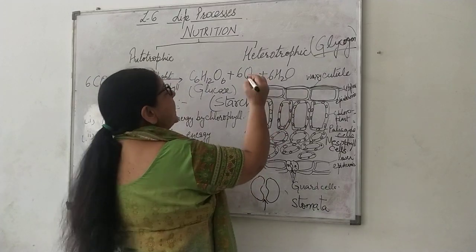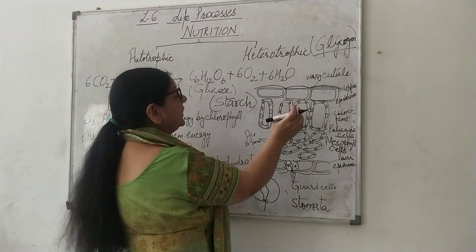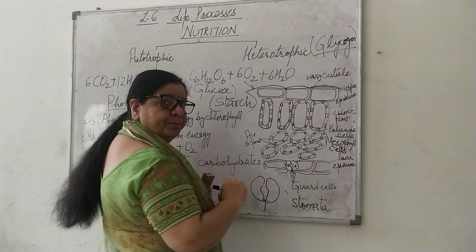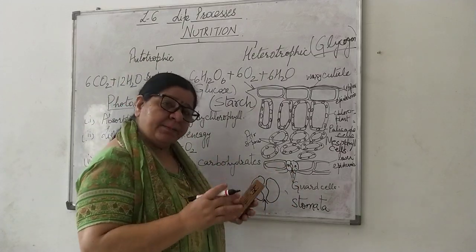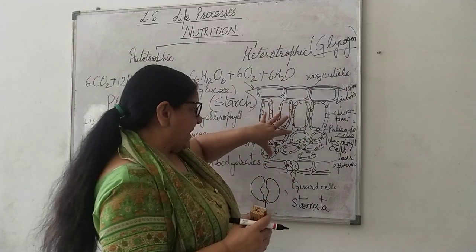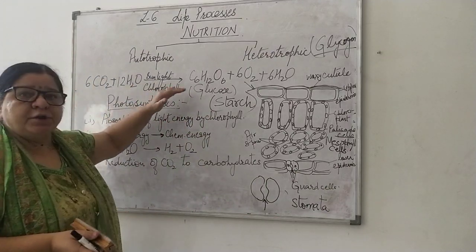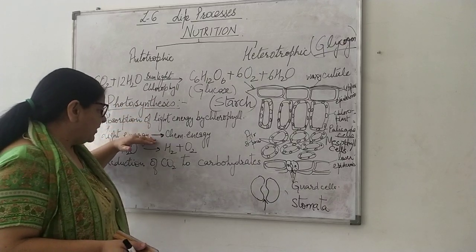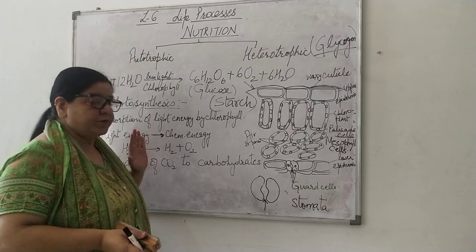So what will happen? When the sunlight falls here, the chlorophyll is already present. Sunlight will fall from here, right? Water enters through these guard cells and the carbon dioxide also enters from this pore. So what will happen? This carbon dioxide will get reduced to glucose. These are the three steps which take place during the process of photosynthesis.